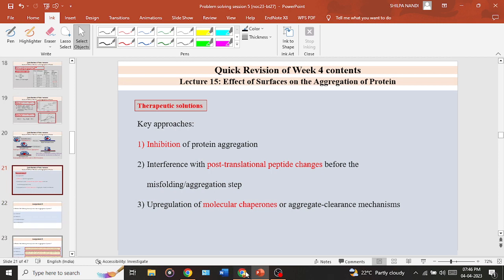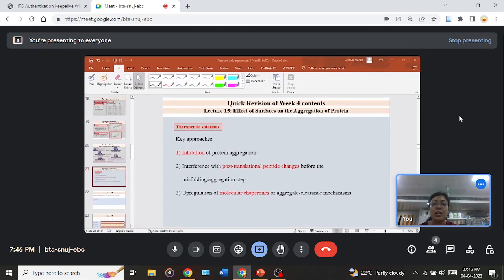Lastly, in this lecture, lecture number 15, we also went through various therapeutic solutions or key approaches that help to avoid the aggregation of protein, or to be very specific, the misfolding of protein. One of the key approaches is the inhibition of protein aggregation, which means that with external factors you can inhibit the conversion from native to degraded and degraded to unfolded or the aggregated state.